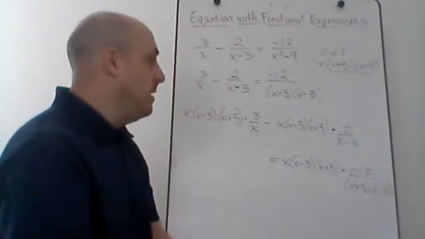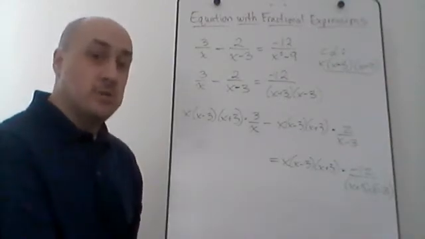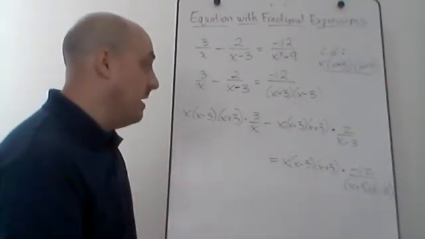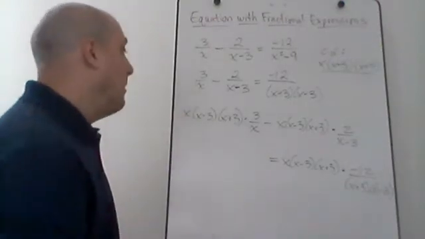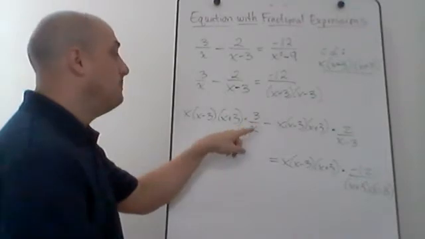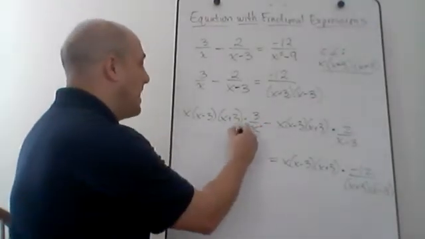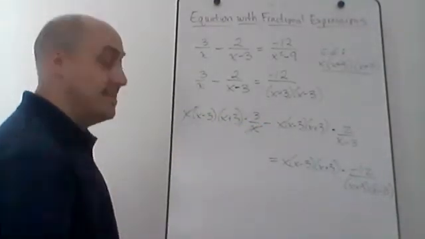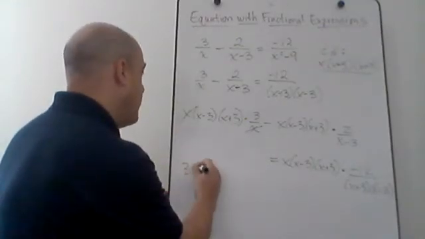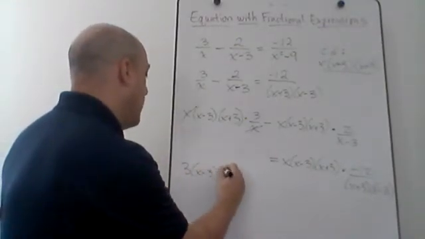Alright, so what did that accomplish? It looks like it made my equation way more complicated than what it was before, because now I got all this extra stuff in there that I didn't have before. But since I'm multiplying this common denominator times the fraction, this denominator of x gets canceled out by that factor of x that's in my common denominator. So what I end up with then is the 3 times the x minus 3 times the x plus 3.